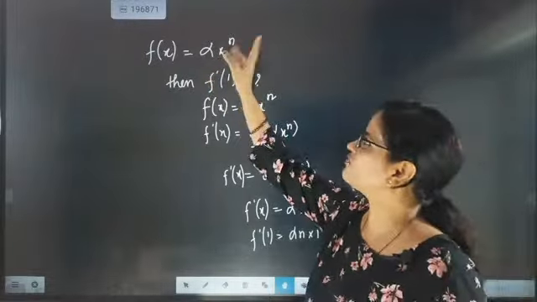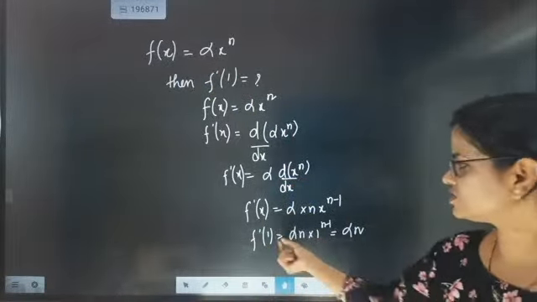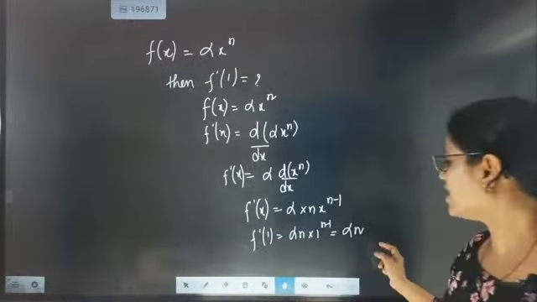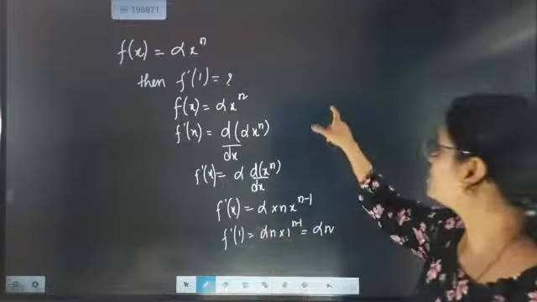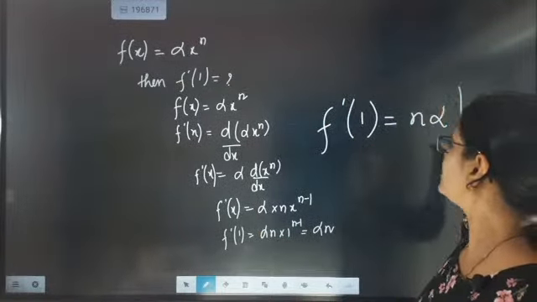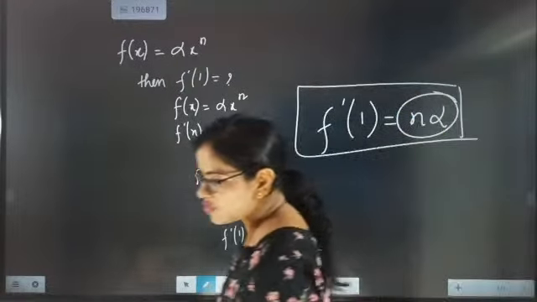F of x is given, alpha x to the power n. Just differentiate it. After differentiation, instead of x, you have to put 1 in the derivative and you will get f dash 1 equal to what we got. F dash 1 is equal to alpha into n, or n into alpha. This is your answer. Okay. Shall we go for the next?